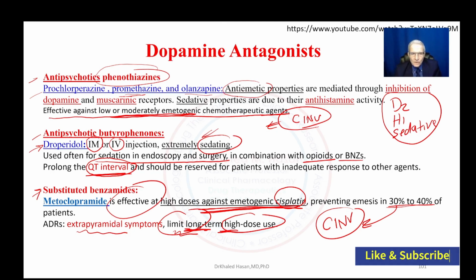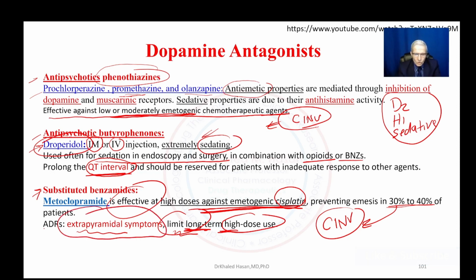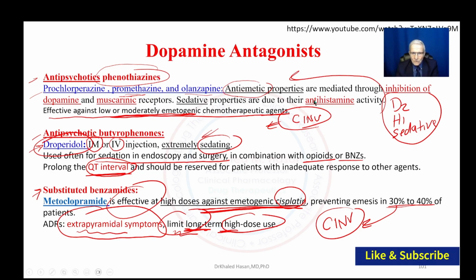Okay, for the question from this slide, maybe we can ask which of these medications belongs to the dopamine antagonists and is used in patients undergoing endoscopy or surgery to provide sedation, but may cause QT prolongation. If you answered droperidol, you are correct. Which of these medications on the list may cause extrapyramidal symptoms? Metoclopramide. Which of these medications act as a dopamine receptor antagonist, H2 blocker, and have a sedative effect? We have prochlorperazine, promethazine, and olanzapine.